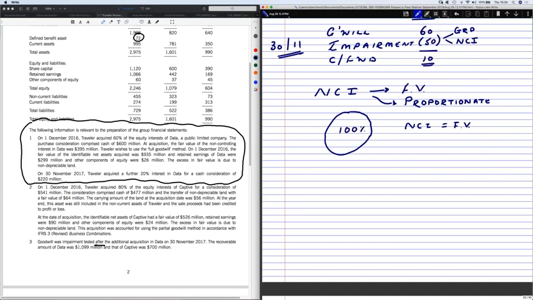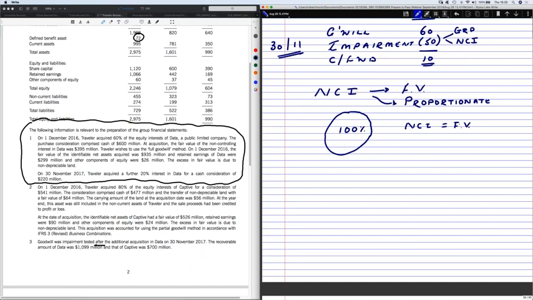Now, if the NCI is being measured at fair value, the goodwill is being fully calculated, which means we calculate 100% of the goodwill. Who owns that goodwill? Well, initially, 60% of that goodwill you expect to be owned by the group, and initially you expect 40% of that goodwill to be owned by the NCI. I have to say it won't work out quite like that, but we'll stick with that for the minute.